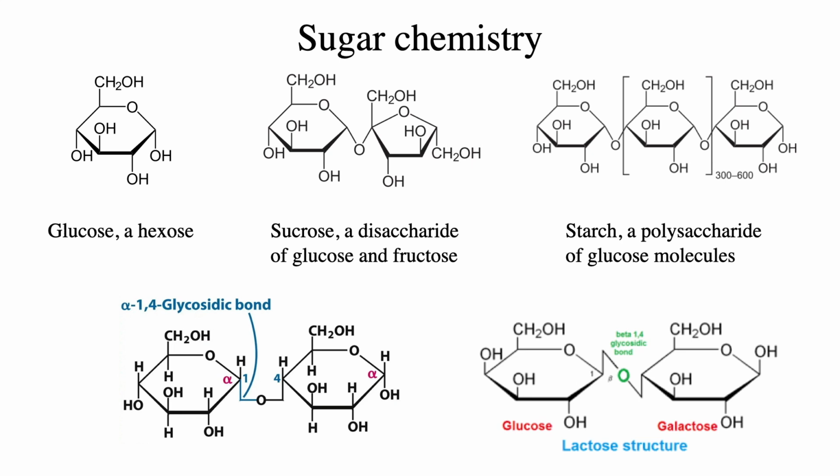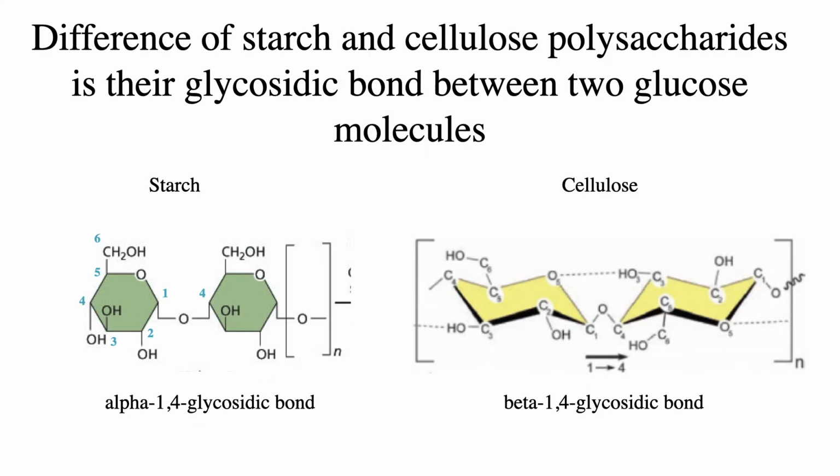It is an alpha bond because the bond is formed when the hydroxyl group on the carbon 1 of the first glucose is below the ring plane. It is a beta bond when the bond is formed when the hydroxyl group on the carbon 1 is above the ring plane, as shown here in the lactose molecule on the right lower section of the slide. This has an important impact on these bonds.